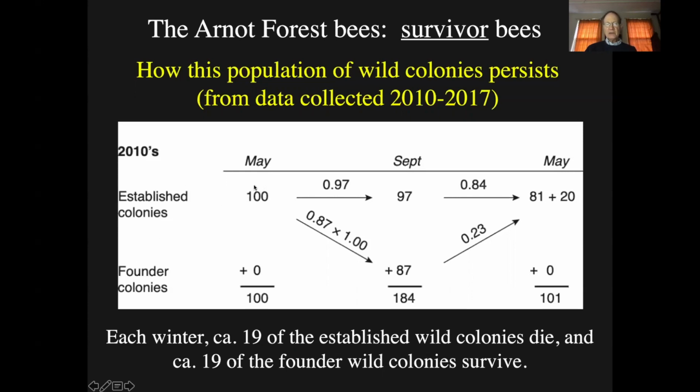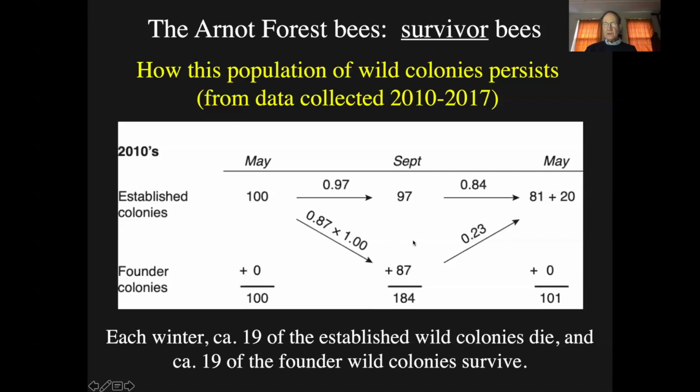So let's say in May of any given year, you've got 100 locations occupied by established colonies. Well, between May and September, what's going to happen? Well, these probabilities, these fractions, 0.97, represent the survivorship. So of those 100 sites, 97 will still be occupied in September. There's very little mortality of these established colonies over the summer. These established colonies will also be casting off swarms. I know from my investigations that the probability of swarming by an unmanaged colony living in a cavity of the size that these wild colonies live in is about 0.87.